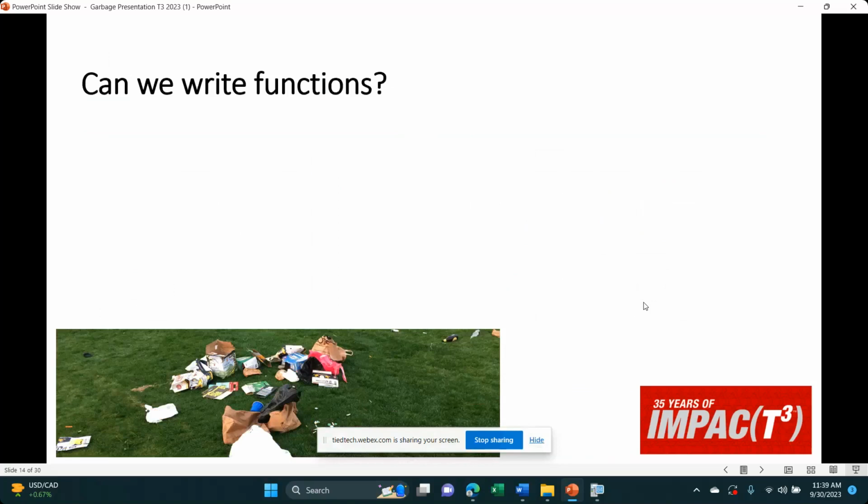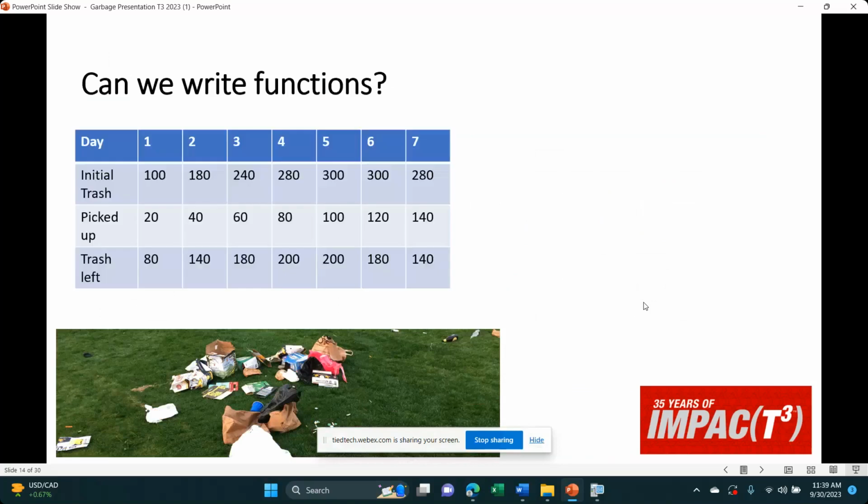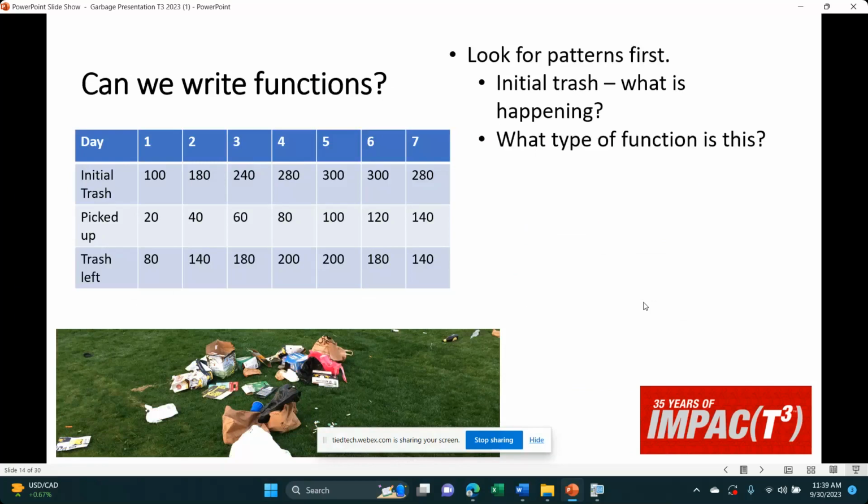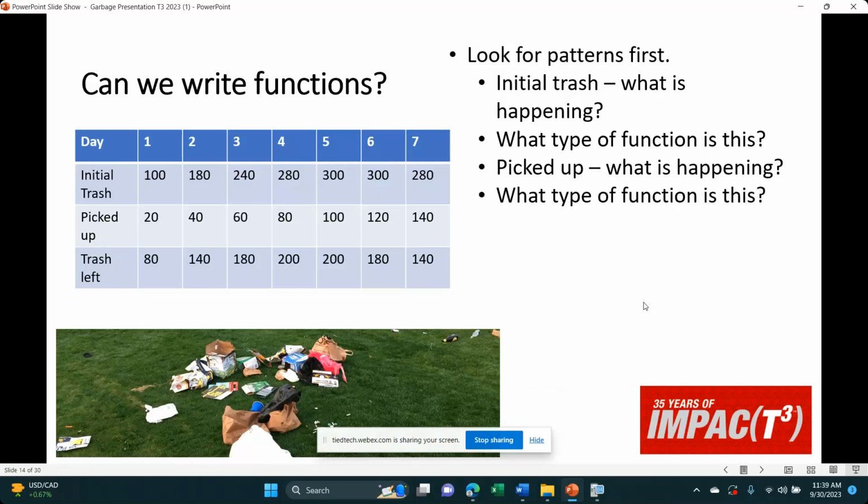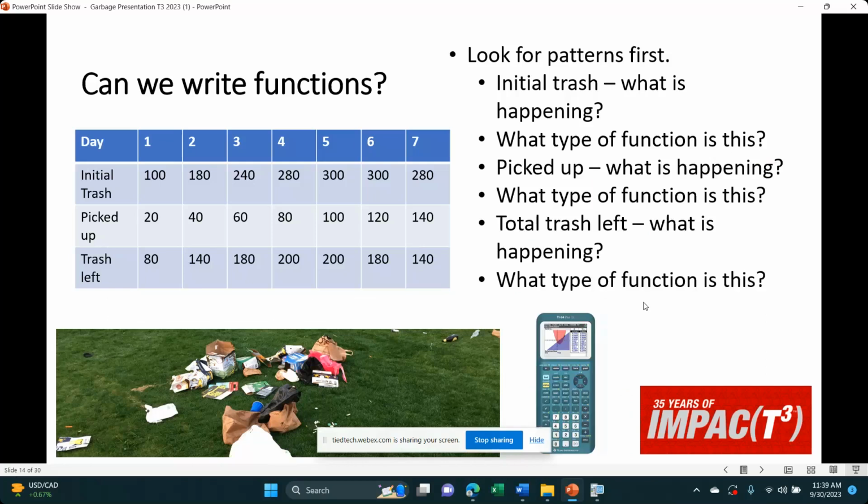Now, can we write those functions? Well, here's the pattern. We've got the initial trash and the trash picked up and the trash left. So look for patterns. What's happening with the initial trash? What kind of function is it? It looked to me like it was totally quadratic, but once again, let's see if one would fit it. What about the picked up trash? I think that constant rate of change is just screaming, I'm linear. And then the total trash left, well, what would happen if you have a quadratic minus a linear? I think it should be quadratic.